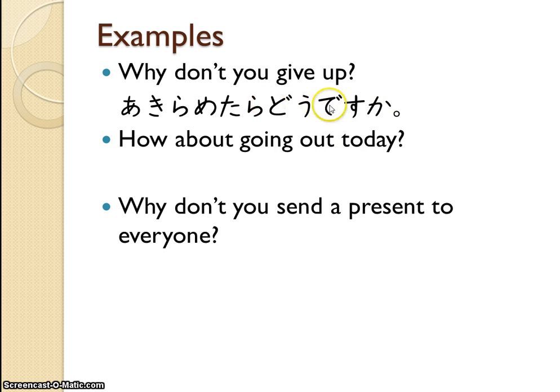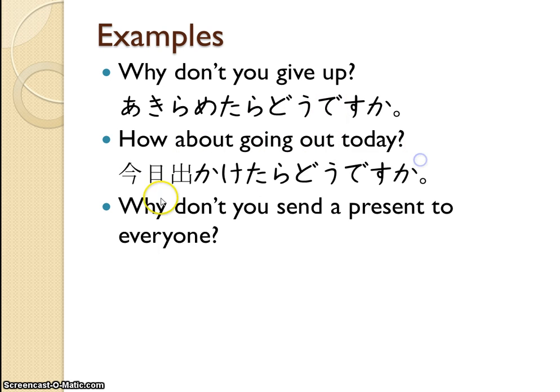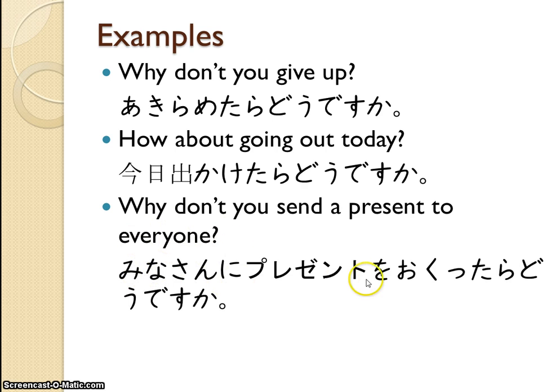Okay, so how about going out today? 今日出かけたらどうですか? Why don't you send a present to everyone? So we want to start with everyone. 皆さんにプレゼントを送ったらどうですか? Okay, don't forget, not present, excuse me. Past affirmative short form is what you want to use when you do these.